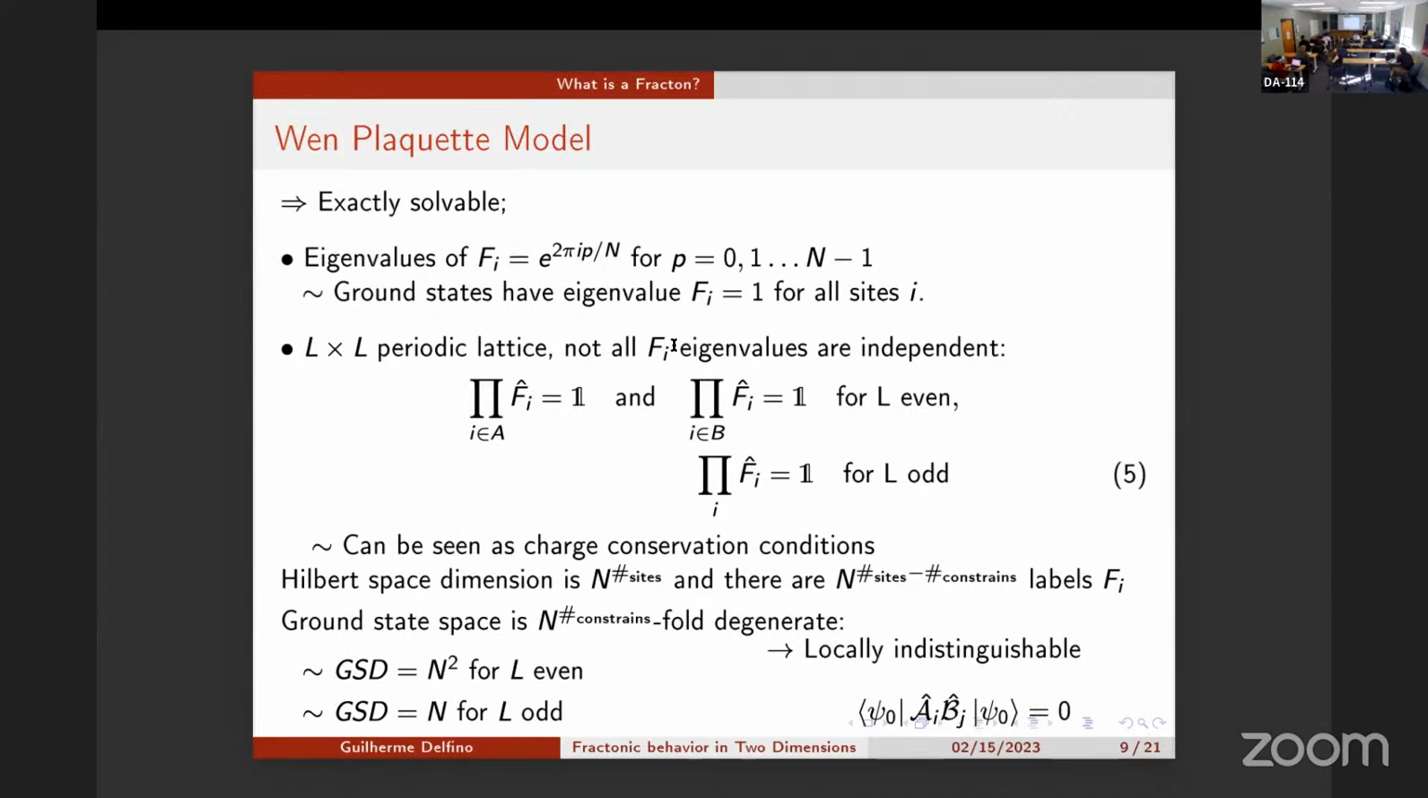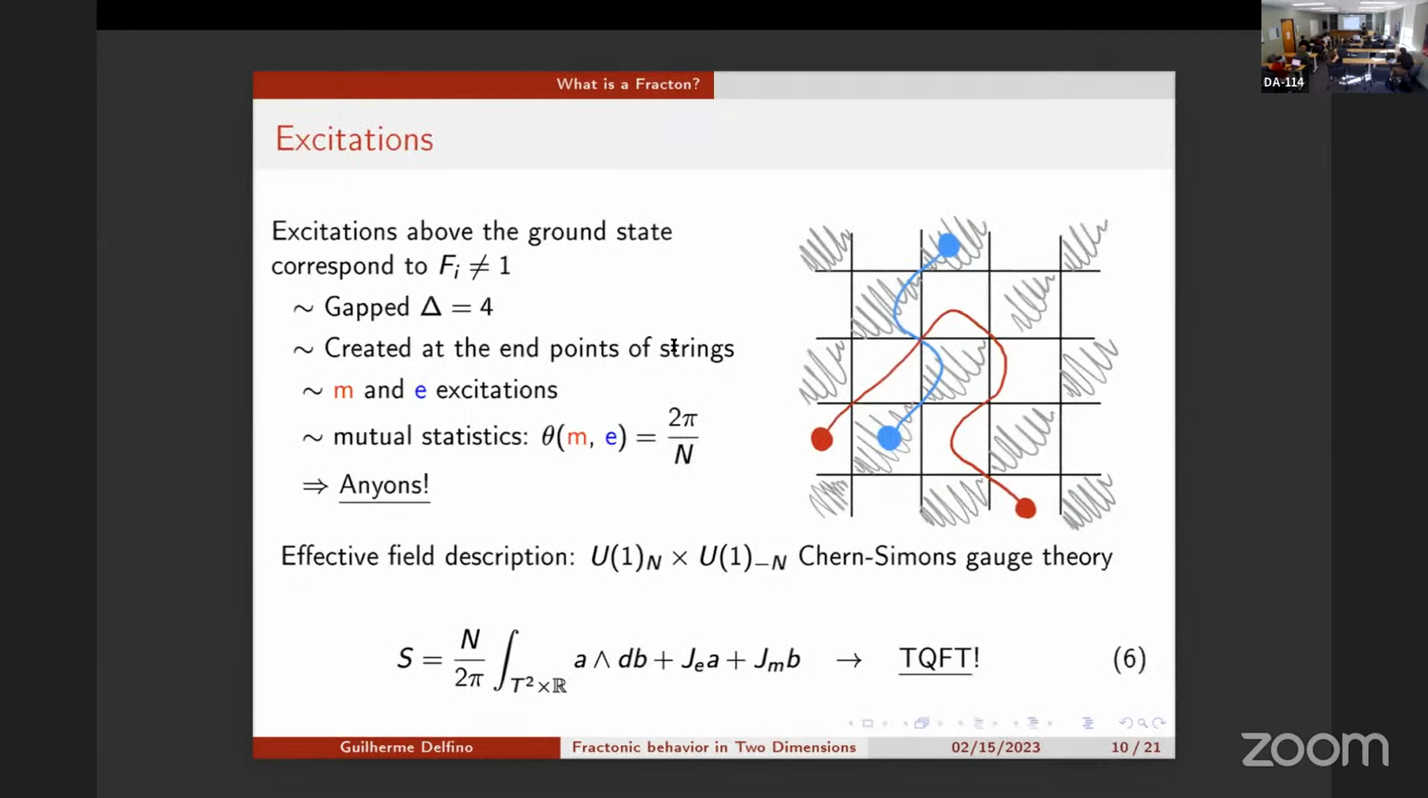And if we study the higher excited state sectors, you can convince yourself that the system is gapped. Let's focus on the L even case for now. Because of those constraints, every time that you flip one of the Plaquettes, somewhere else in the same sublattice you have to flip another one. Otherwise, the constraint is not obeyed. And this is intrinsically related to the fact that these particles are always created in pairs at the endpoints of these strings. And you can move these strings around as you wish.